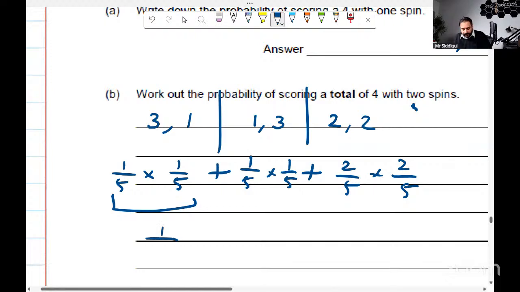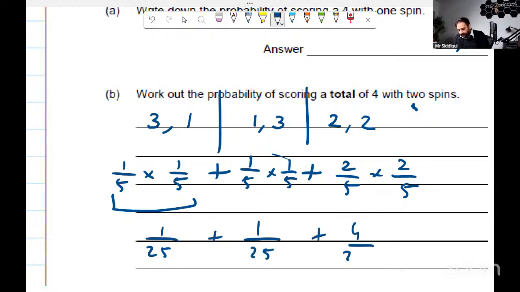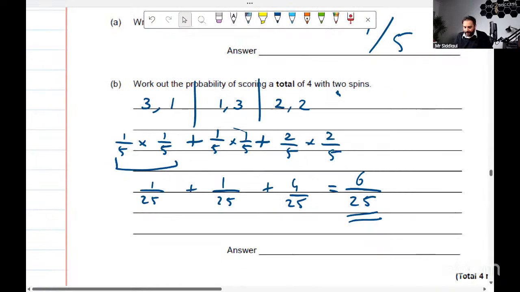1 out of 5 times 1 out of 5 is 1 out of 25. One times that is also 1 out of 25. And then this is 4 out of 25. If you do 2 times 2 is 4, and 5 times 5 is 25. Once you've got the three separate bits, add them together. Because the denominator is the same, you can just add the tops and you get 6/25 as the answer.